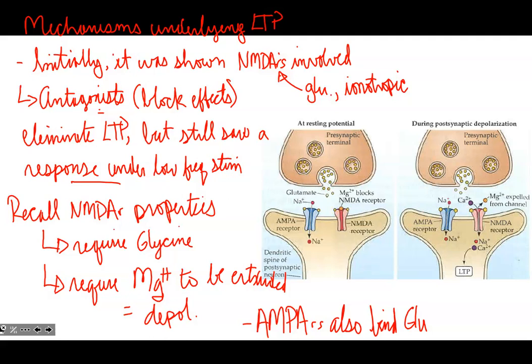AMPA receptors, I think, are a little bit more traditional in that when glutamate binds, the AMPA receptor opens up, okay, and it passes cations through it. So we'll come back and talk exactly about how molecularly LTP can be induced.